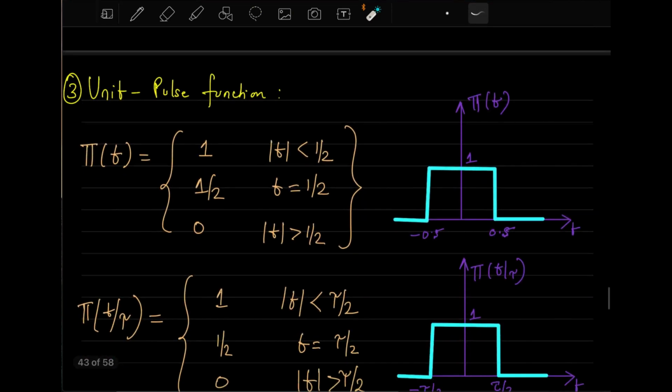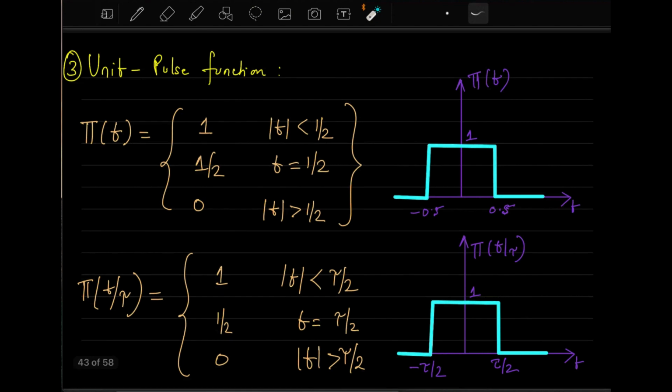Okay, so another function that is important is the unit pulse function. A unit pulse function is basically defined as pi of t. If you define it with a variable pi here, then this is basically defining a unit pulse function, and it is defined such that for mod t less than half, that is within minus 1 by 2 and 1 by 2, its value is 1. At t equal to half, its value is half. That is, you say that these values are half here, and then for mod of t greater than half, meaning these ranges here, its value is 0.